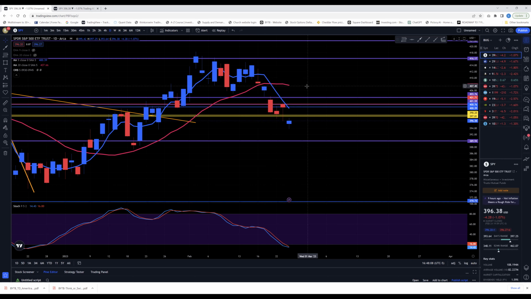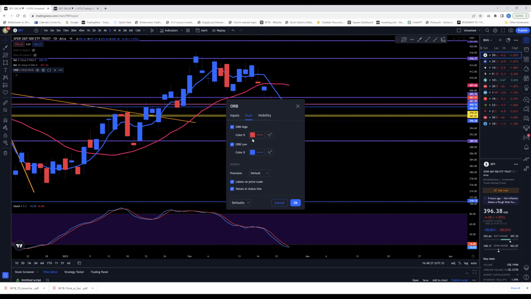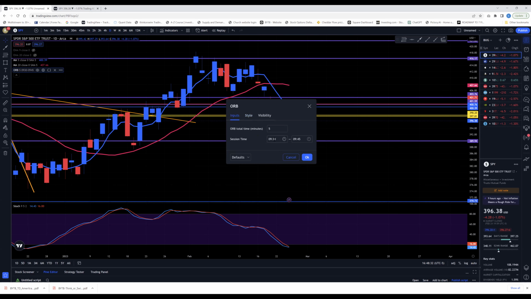All right. So again, if you have a free account and you only want to use 3 indicators, use either the 9 and 20 EMA or the 5 and the 20 MA. And then the third indicator you want is the ORB, the open range breakout. And when you do the ORB, you could change this to whatever colors you want and then whatever inputs you want. So like for me, I just have every 5 minutes, and then I have the session from 9:30 to 9:45.